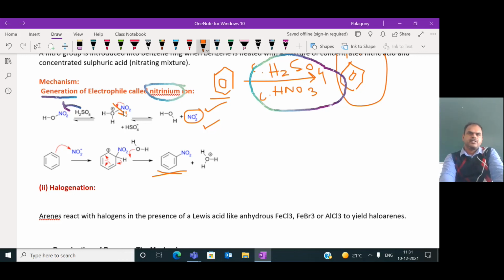That means in this reaction, step 1 is the generation of the electrophile called the nitronium ion, when the two acids interact. Step 2 is the attack of this nitronium ion on the benzene ring. Step 3 is the loss of this proton, when the bisulfate ion attacks this proton, forming sulfuric acid. So this is the mechanism associated with the electrophilic substitution reaction of benzene, which is the main component of the arenes, we say.